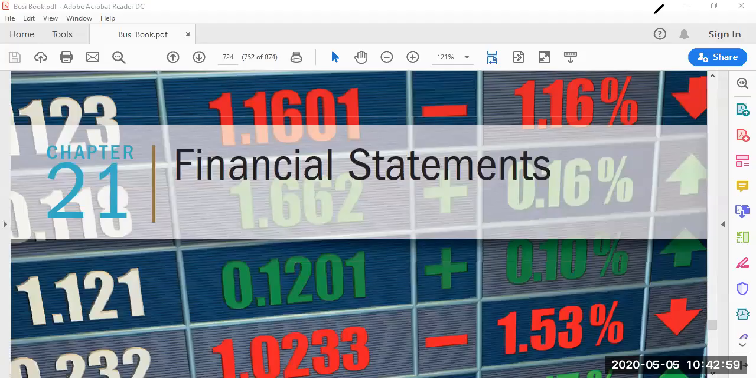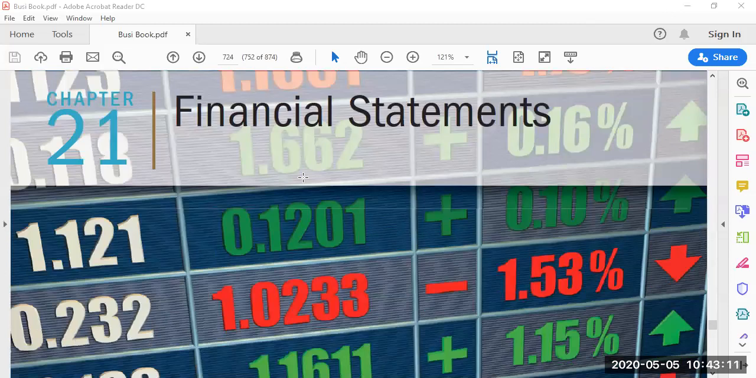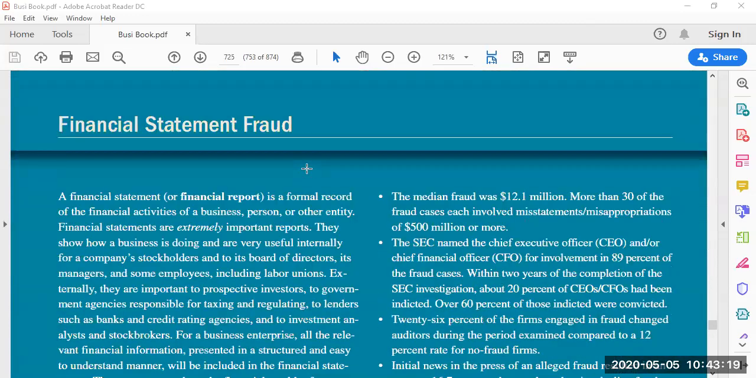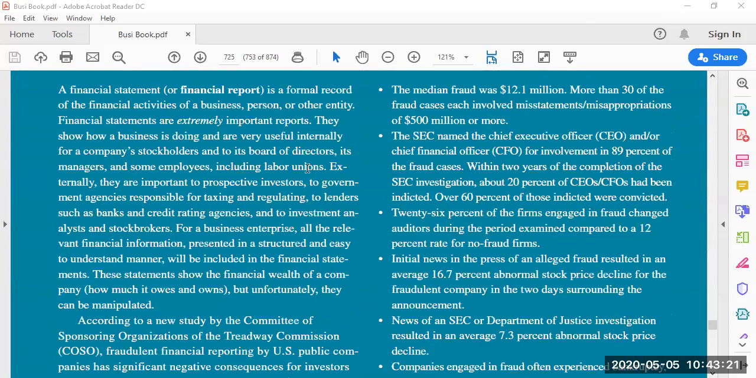Chapter 21, Financial Statements. In this chapter, we get to discuss all of the information that a company would list to show their current position financially. Financial statements are used, once again, to allow companies to know where they are at any given moment in time for the purpose of being able to use that information to better make managerial financial decisions.